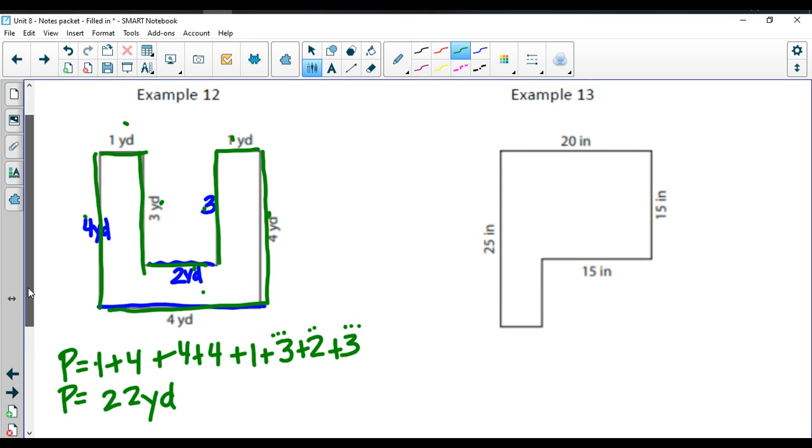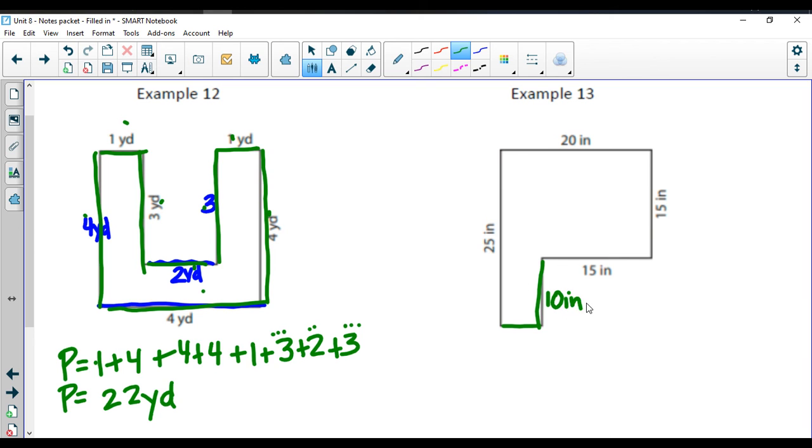I look at this other, what we call rectilinear shape. We do have most of these sides. We're missing the bottom here and then also this little piece right here. Whole side is 25. I've already used up 15, which tells me 25 minus 15. This part's going to be 10. Across the bottom part, the whole entire thing is 20. I've already used up 15, so 20 minus 15 is going to leave me with 5.